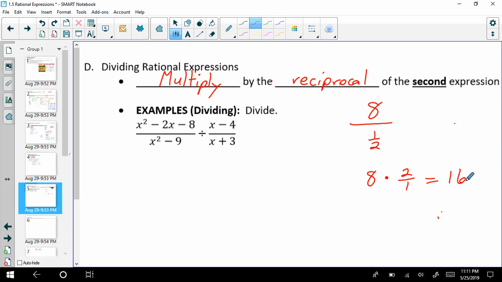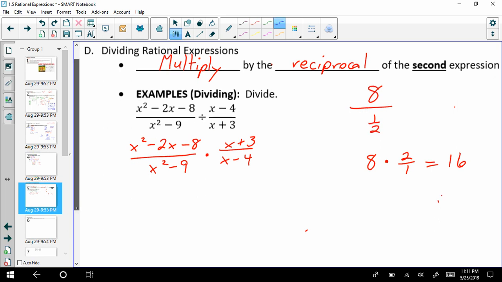So what we're going to do here is I'm going to write this guy down. But then instead of division, I'm going to change it to multiplication, and I'm going to do the reciprocal of the second expression. If you can get over that hurdle, now it's exactly like the last example we just did. Now it's a multiplication problem.